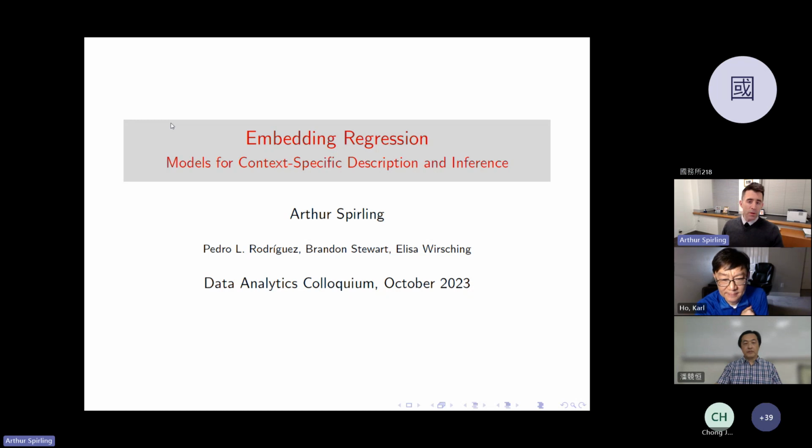This project is entitled Embedding Regression. It's all about coming up with models for context-specific description and inference, and that's going to be very important when talking about contexts.